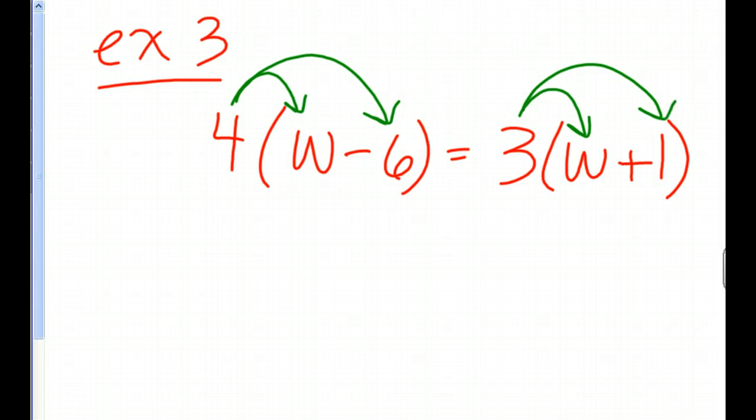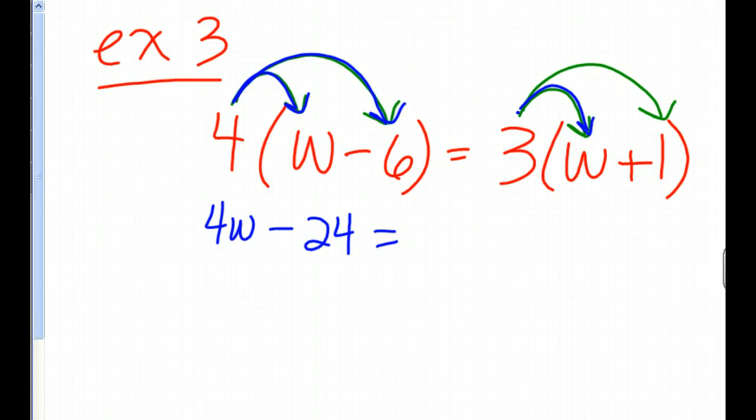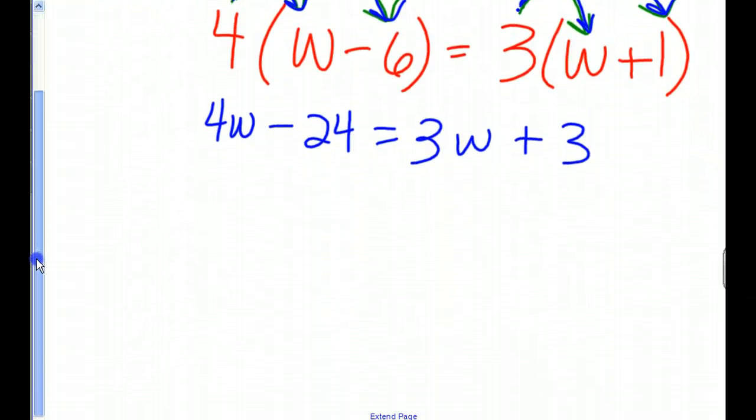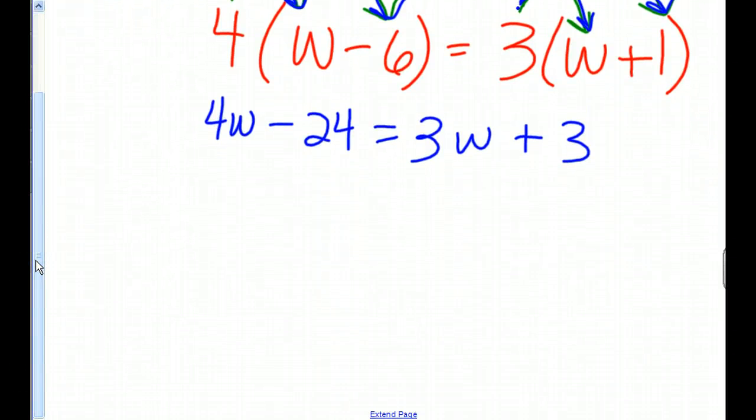So 4 times w gives us 4w. 4 times negative 6 gives us a negative 24. That equals 3 times w, which is 3w, plus 3 times 1, which is 3. Well, now these look just like the ones that we've been doing in the previous examples. So what do I want to do first? Well, I want to subtract 3w from both sides.